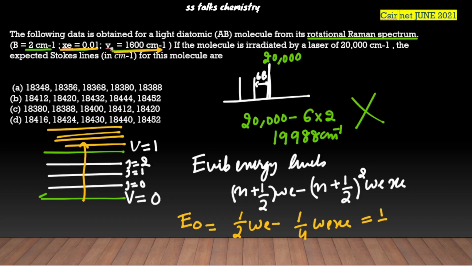So you can substitute. It will become half into 1600 minus 1 by 4 into 1600 into 0.01, right? So this value comes out to be 800 minus, this is 400, so 800 minus 4, that is 796 centimeter inverse. So this is for the ground vibrational energy level.